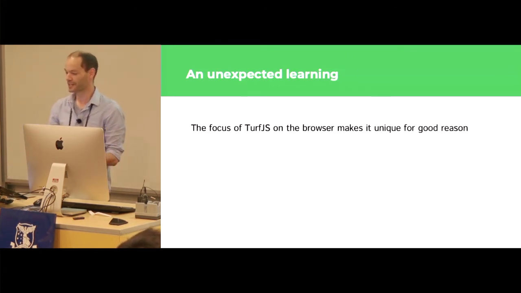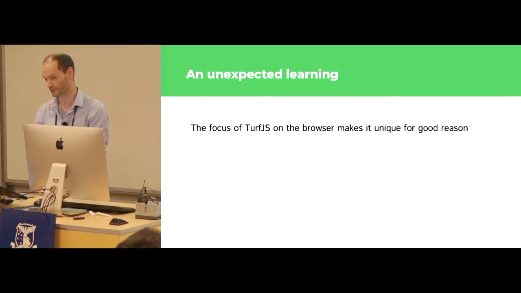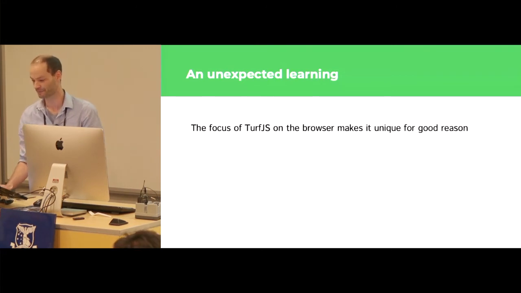And so because TURF is focused on the browser, it tries to be unique from these other libraries. We want to be as small as possible. We don't want web apps to be bloated. And so that's why we kind of try to be different from the rest of the ecosystem.